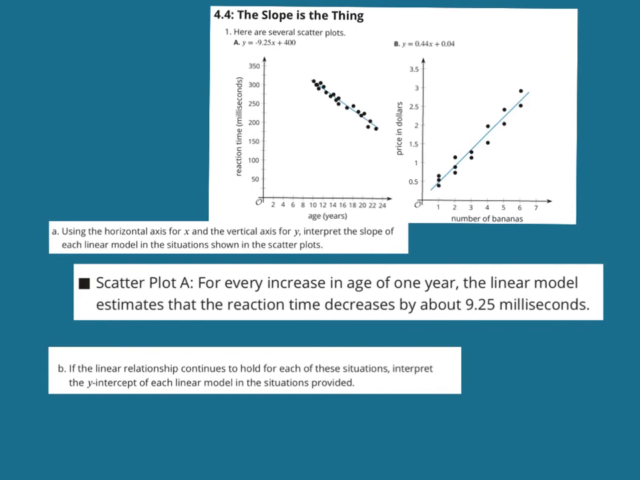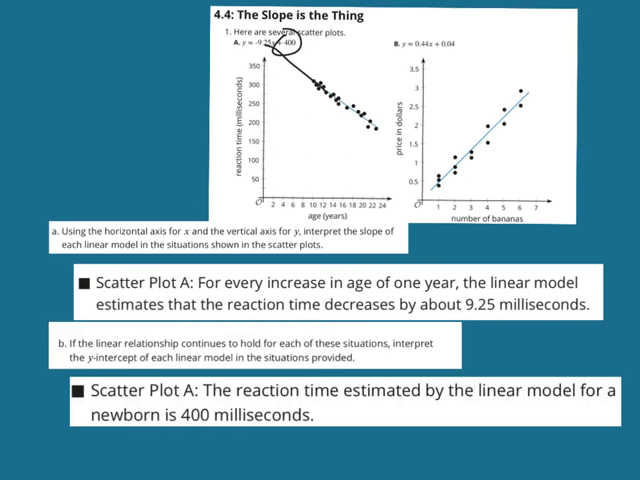Now let's take a look at the y-intercept for this. If we were to back it up to the y-intercept, it looks like we're going to 400. So how do we interpret that? The reaction time estimated by the linear model for a newborn is 400 milliseconds. And why do we say newborn? Because the x is age in years, and the y-intercept is the value when x is 0. So how old are you if you're 0? You're a newborn.